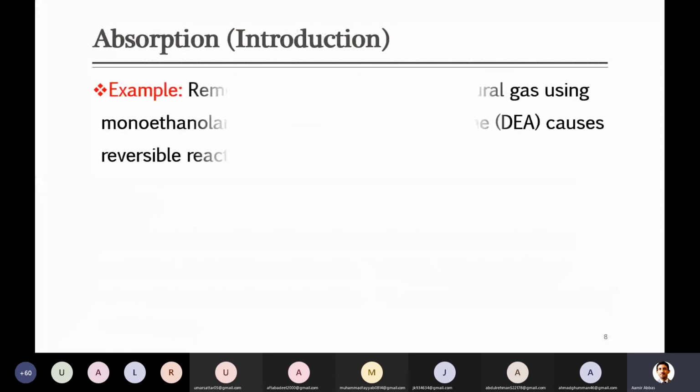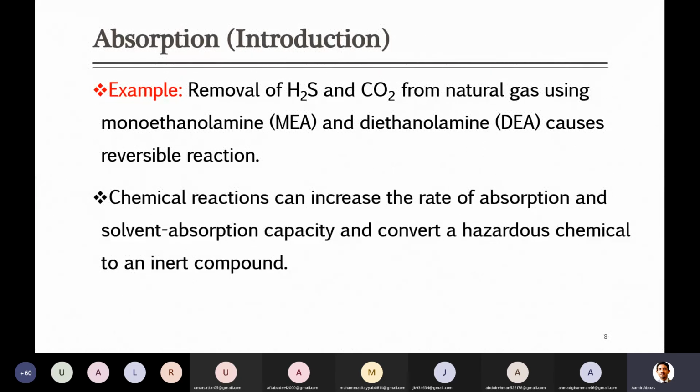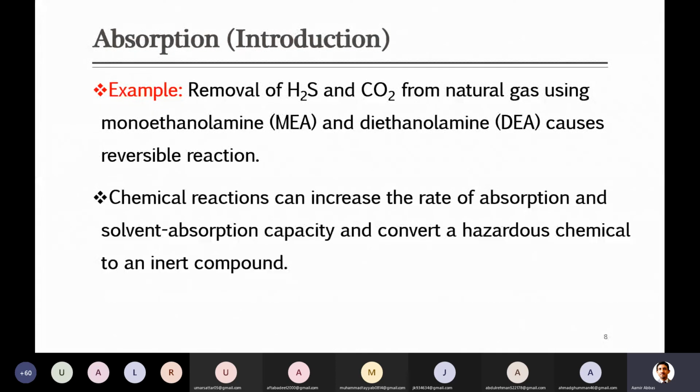So the same example of NaOH. Removal of H2S and CO2 from natural gas using, as already mentioned, monoethanolamine, diethanolamine, even triethanolamine. They are usually called amine solutions, and they are very widely used in the natural gas industry for removal of these contaminants, CO2 and H2S. Chemical reaction actually increases the rate of absorption and solvent absorption capacity, and sometimes converts a hazardous chemical to an inert compound, or a less hazardous compound.